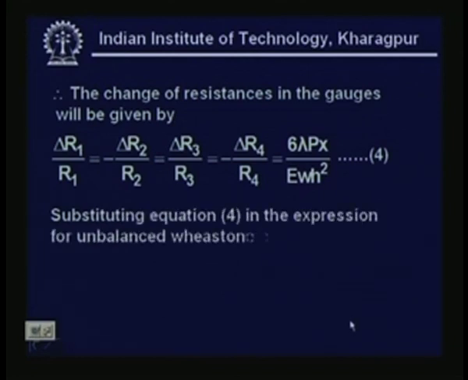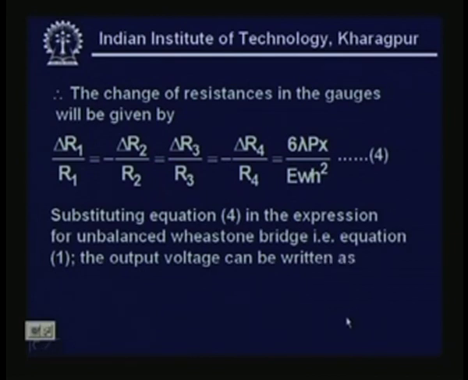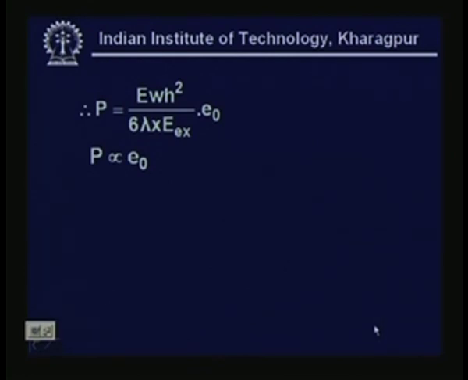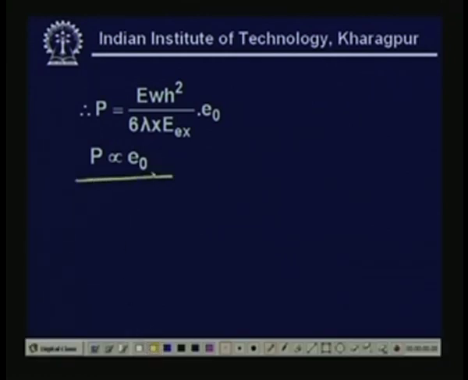Substituting equation 4 in the expression for the unbalanced Wheatstone bridge, which we derived earlier, the output voltage can be written simply as E naught equals 6 lambda Px Ex by EWH squared, because there is already a negative sign in front of delta R2 by R2 and delta R4 by R4, so all terms become positive. Here E is the Young's modulus. So P equals EWH squared upon 6 lambda x Ex into E naught. So P is proportional to E naught. Again it tells that it is a linear sensor.